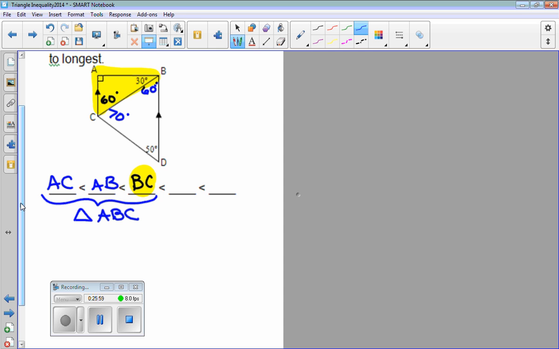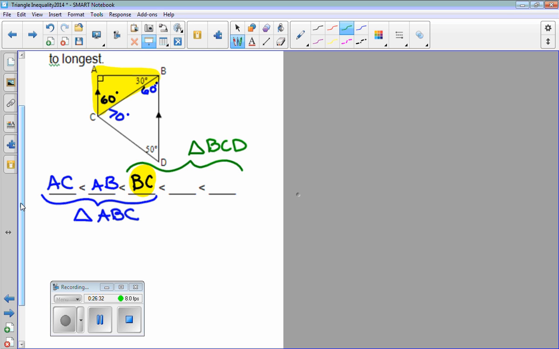You agree? Okay. Now I want to look at the unhighlighted triangle, and it's going to be triangle BCD. Now, if you look at that one, isn't 50 the smallest angle? So doesn't it make sense that the shared side, side BC, is the smallest side? Because it's across from the 50, right?